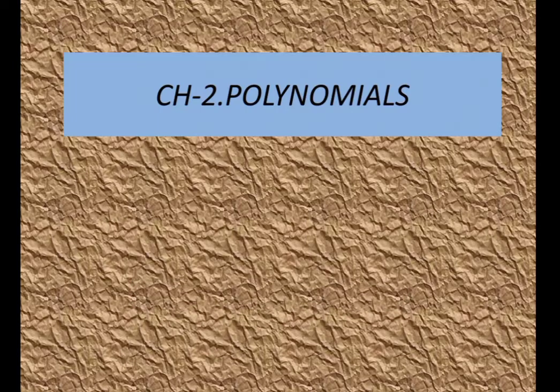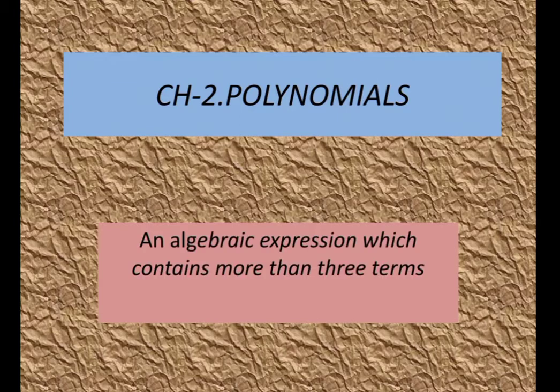Today we are going to see, in class 9 CBSE chapter 2, polynomials. We learned about polynomials in class 8. An algebraic expression which contains one term is called a monomial, two terms is called a binomial, and three terms is called a trinomial. If it has more than three terms, the special name is polynomial. So far we learned this in 8th standard. Now we are going to see how to classify polynomials based on the degree.